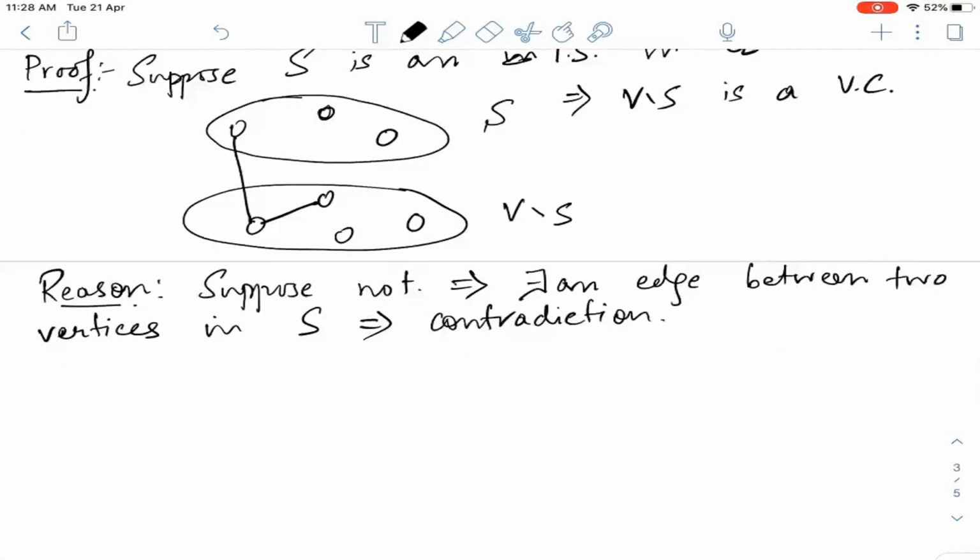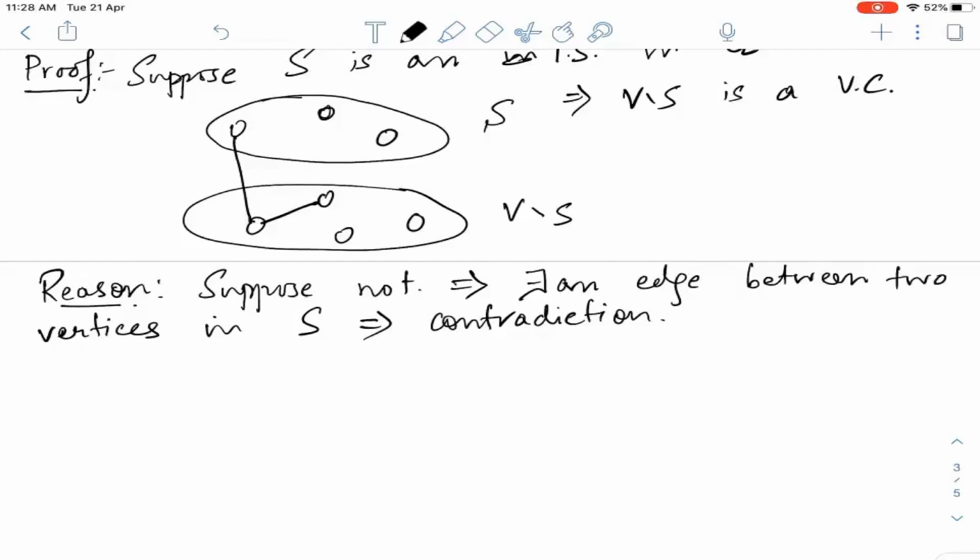What does this imply for the decision version? Suppose now I give you a k and ask whether there exists an independent set of size k. Suppose the answer is yes, there exists an independent set of size at least k. Then that will readily mean that there exists a vertex cover of size at most n minus k. So that solves the decision version of vertex cover with the parameter k being n minus k. That's one side of the reduction.